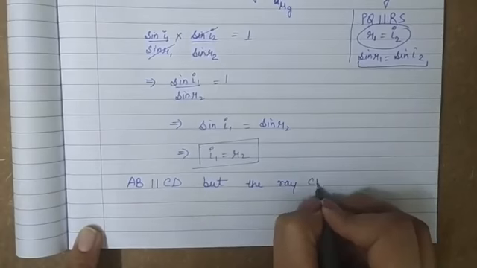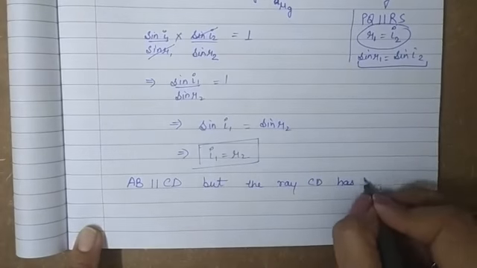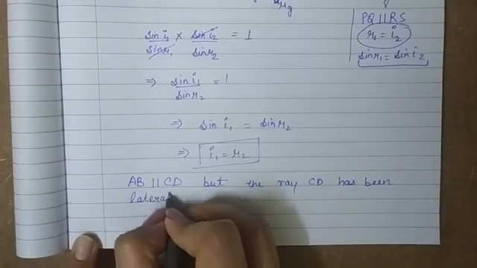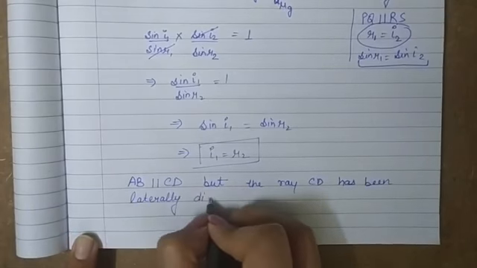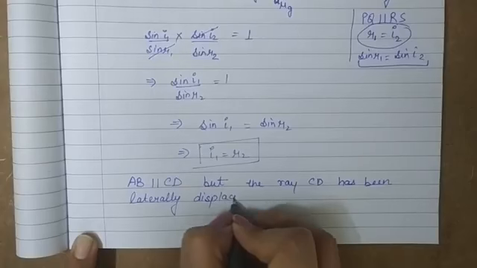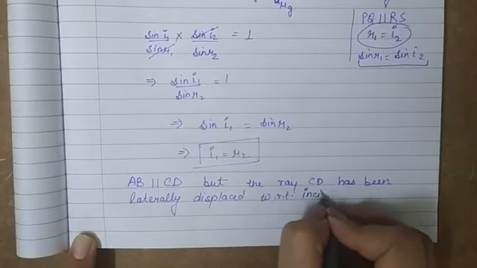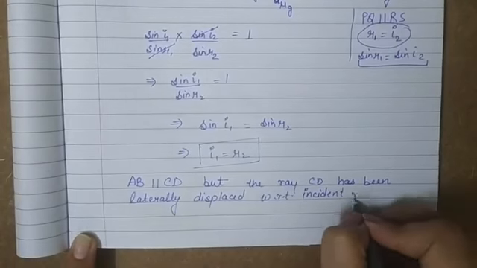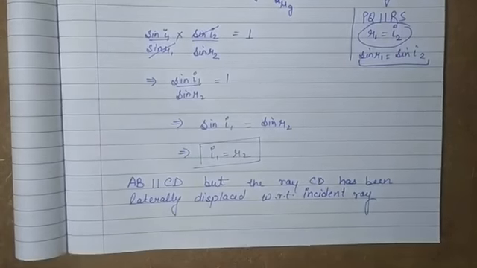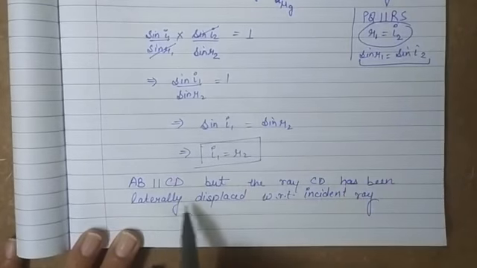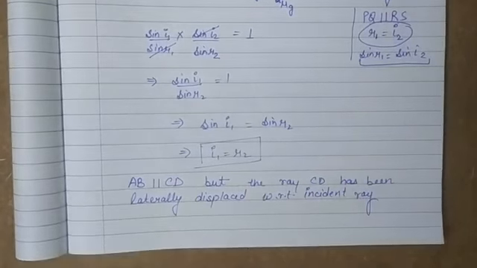CD has been laterally displaced with respect to the incident ray. That means the ray CD is laterally displaced with respect to the incident ray.